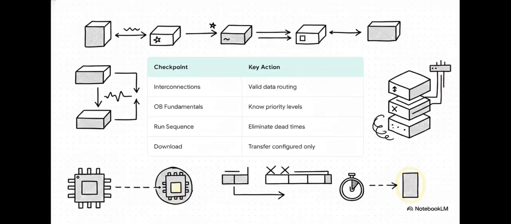Okay, Section 5, Essential Execution Checkpoints, the final inspection. Here is your rapid-fire summary of the 4 core checkpoints required to keep this system running perfectly. First up, valid interconnections. You have to ensure your data properly routes across different charts and invisible IOs. Second, organization block fundamentals. Know exactly which priority level your OB operates on. Third, run sequence control. Verify you have actually eliminated those multi-cycle dead times using manual or algorithmic optimization. And fourth, selective downloading. Make absolutely sure you utilize the architecture of the CPU to transfer only strictly configured changes into the live target system without disrupting everything else.